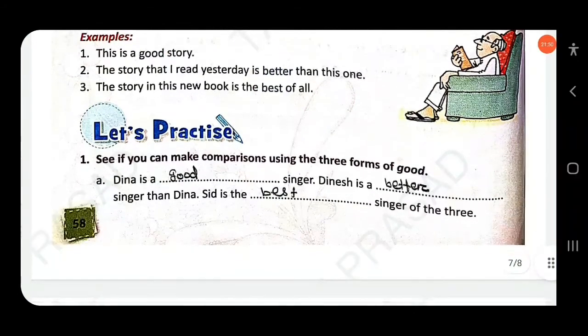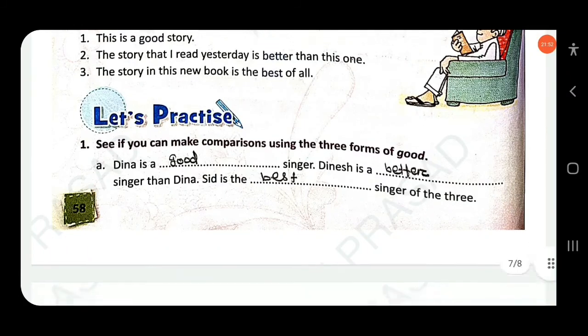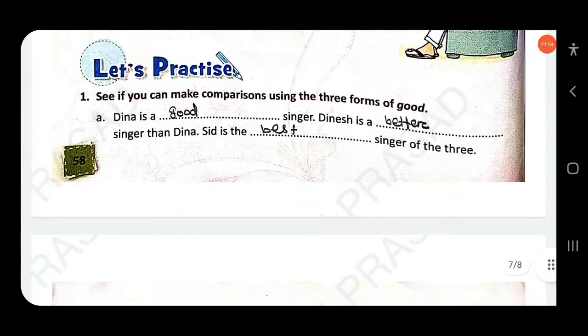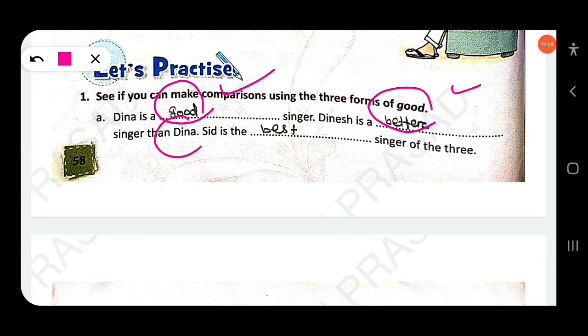So similarly, see if you can make comparisons using the three forms of good. Okay, good, better, best. So Dina is a good singer. So this is positive degree. Dinesh is a better singer than Dina. So comparison is made between two. Sid is the best singer of the three. So this is the superlative degree. Here comparison is made of one with three. Okay.